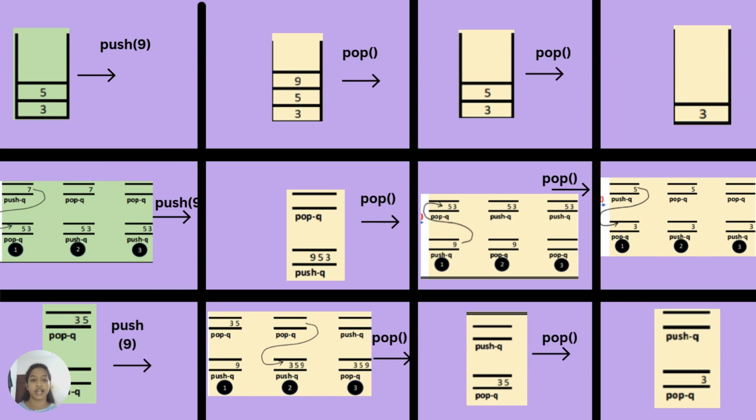Then push 9, so the stack is 3, 5, 9, and 9 is the top element. Then give the pop command, so 9 is removed. The stack is 3 and 5, and 5 is the top element. Give the pop command again, so 5 is removed, and the stack 3 is remaining, so 3 is the top element.